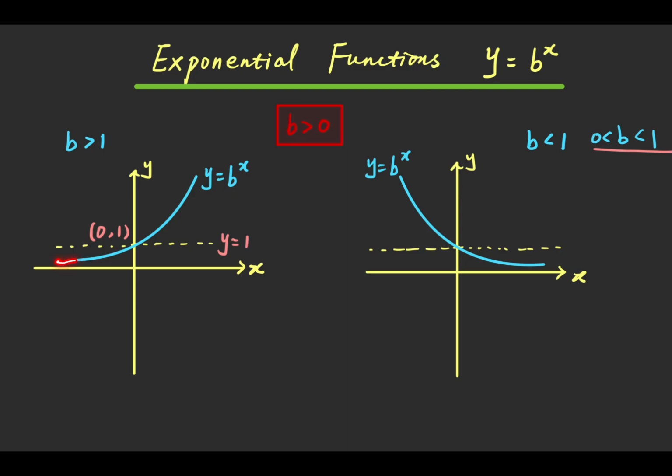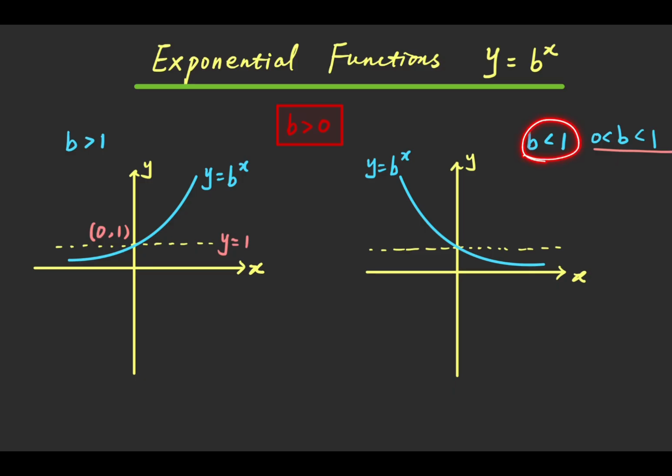For this graph, the graph will not touch the x-axis forever. That is to say, the graph will extend in this direction, but will never touch the x-axis. We say it will approach the x-axis, but never touch the x-axis. So we say the x-axis is the asymptote of this function. We can say there is no POI, point of intersection, between this graph and the x-axis.